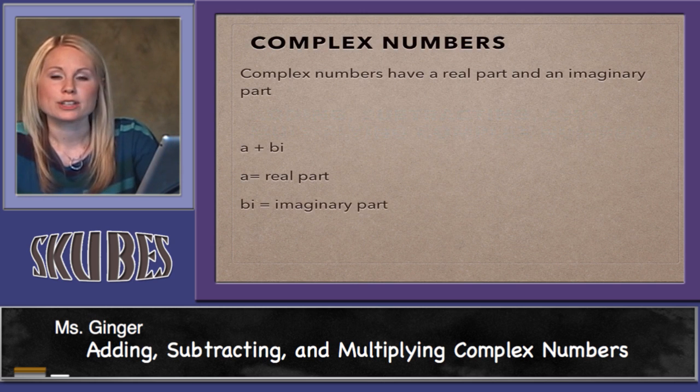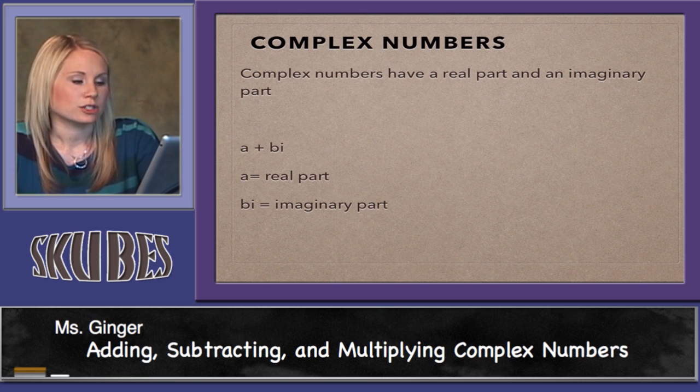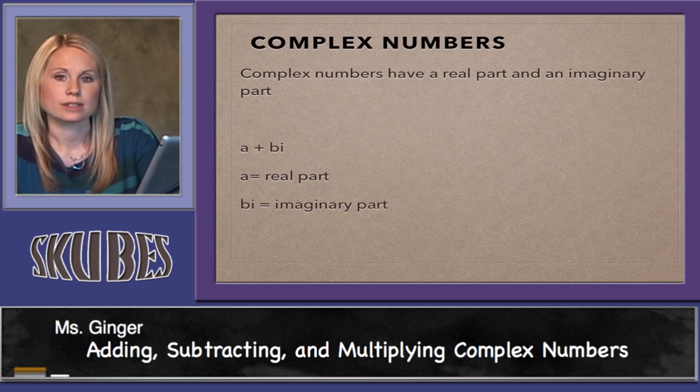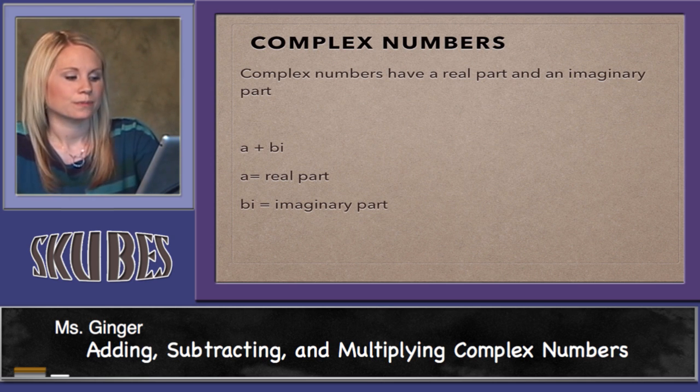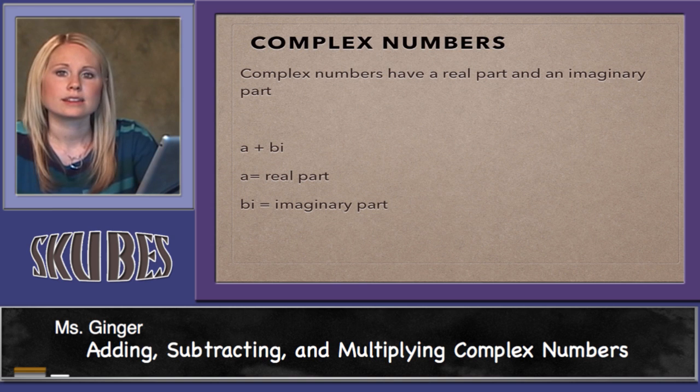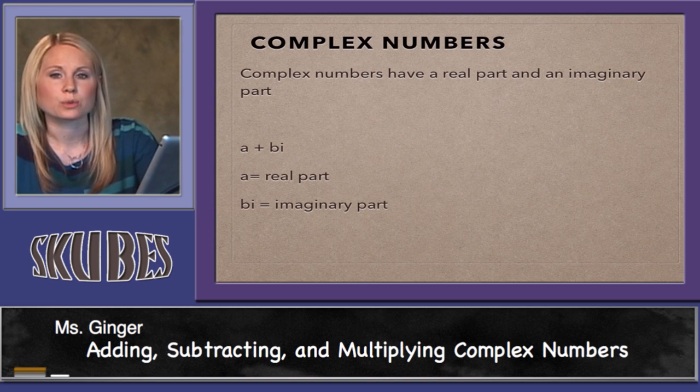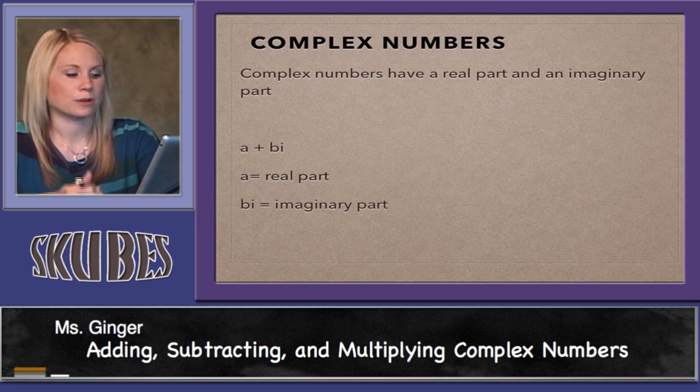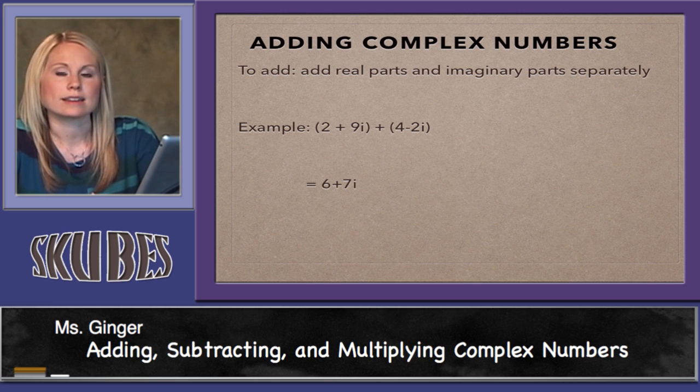Before we start our operations with these numbers, let's talk about what a complex number is. A complex number is going to have two parts, one real part and one imaginary part. The real part is just the plain number, and the imaginary part is the other number with the i attached. Remember that i's, the imaginary numbers, come from negative numbers under a square root sign. So that's where that comes from. Since those parts cannot be added together, we'll always express them separately.